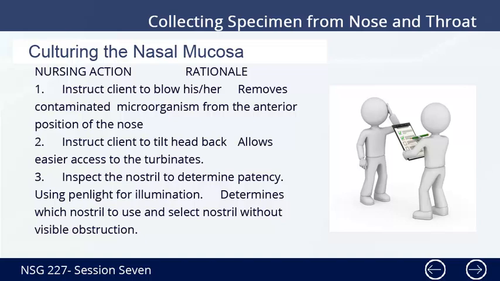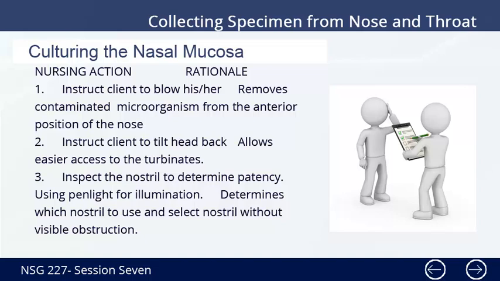3. Instruct the client to sit upright or help into that position. Allows easier visualization of the access to the pharynx. 4. Place tissue and emesis basin within client's reach. Prepares the client if either is needed. 5. Ready the swab by loosening it from the culture tube. Place it within reach.